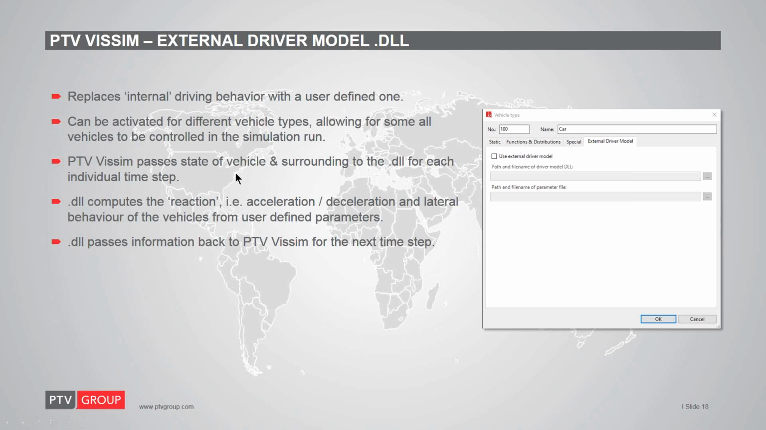You can control different vehicle types with different external driver models. What it does is PTV Vissim passes the state of vehicles and surroundings to the DLL for each individual time step. So only the surrounding of the vehicle gets passed to the interface, and then the DLL computes a reaction, which is the acceleration, deceleration, and lateral behavior of the vehicles, from this information it gets from Vissim. And it passes it back in the next time step. So this is the external driver model.